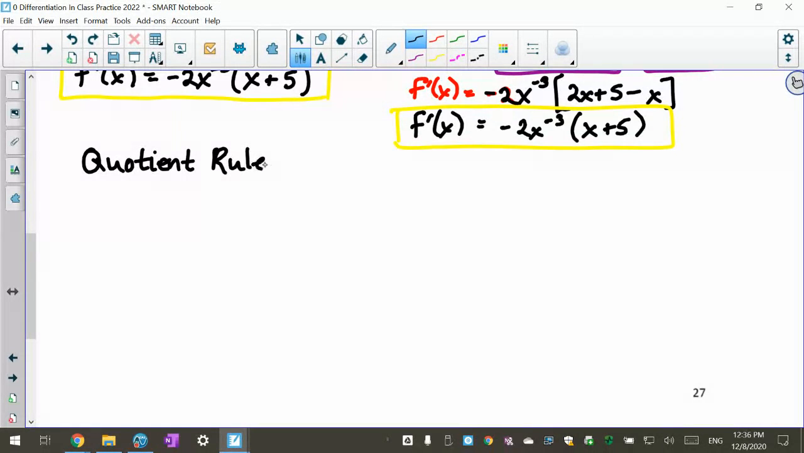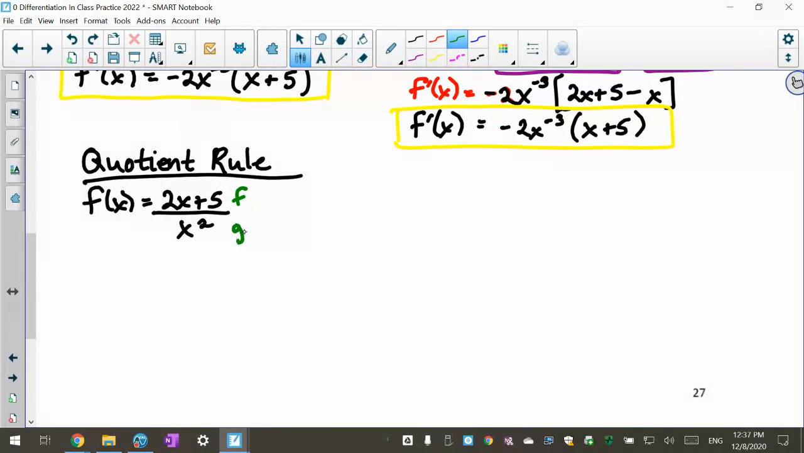All right, so here's the quotient rule with the same function. So I have f of x equals 2x plus 5 all over x squared. Now I'm going to do the quotient rule. So here's my f and here's my g. So I have f divided by g. Let's set it up. My f is 2x plus 5. My f prime is going to be just a 2. My g is x squared. My g prime is 2x.